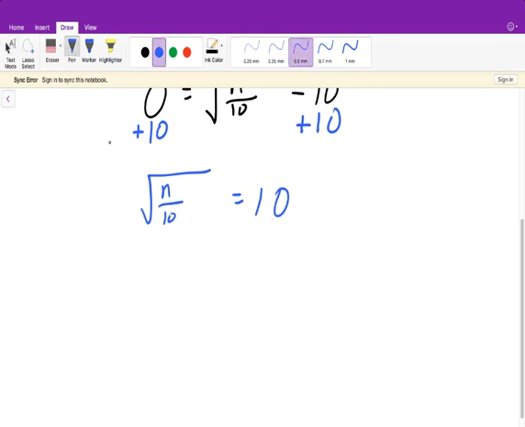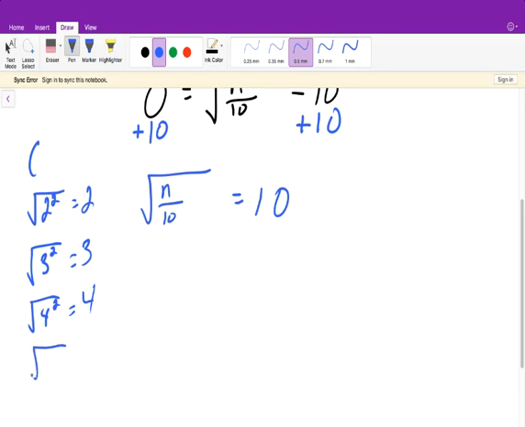And now, we've learned before that the square root of 2 squared is equal to 2. The square root of 3 squared is equal to 3. The square root of 4 squared is equal to 4. And the square root of any number squared is equal to that number. So square roots and squares are inverse operations. They undo each other. So that means we have the square root. If we want to get rid of that, we need to square it.